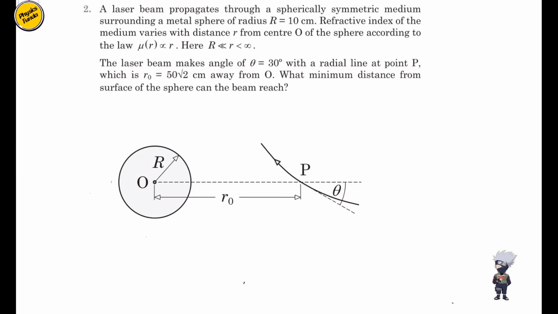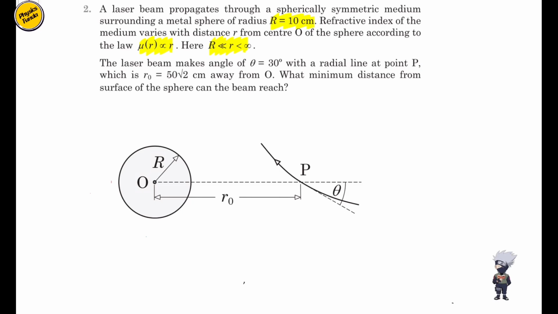A laser beam propagates through a spherically symmetric medium surrounding a metal sphere of radius 10 cm. Refractive index of medium varies with distance small r from center O of the sphere according to the law mu is proportional to small r, where small r is very much greater than capital R. Capital R is the radius of the metal sphere.